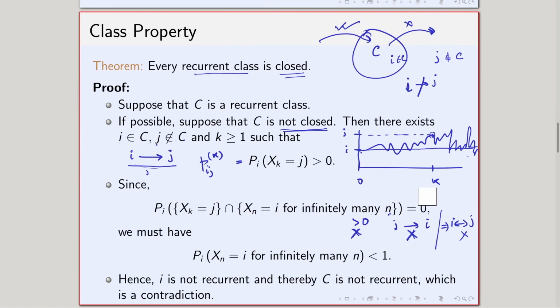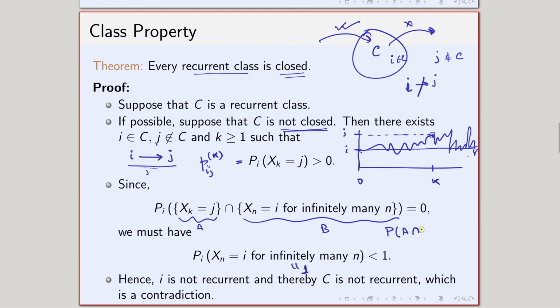Now you see that this probability equals 0 implies that this quantity is strictly less than 1. Why? Again we prove by contradiction. Suppose, if possible, this quantity equals 1. Now let us call this set A and this set B. Then here I have the probability of A intersection B. Suppose this probability is 1, that basically means that the probability of B equals 1.